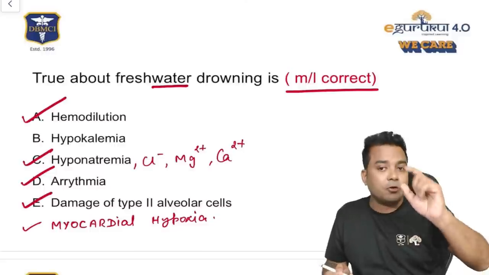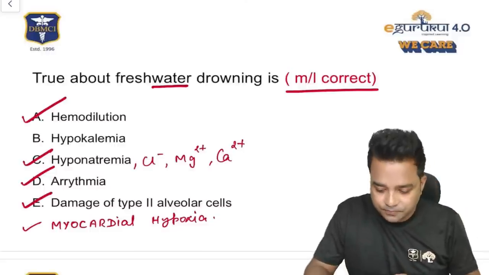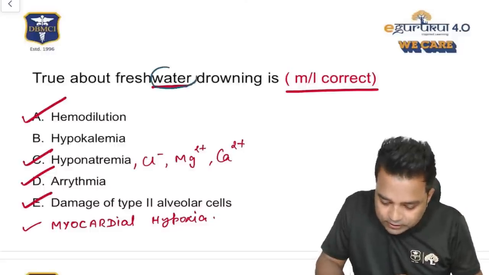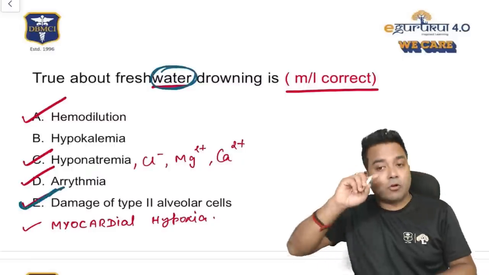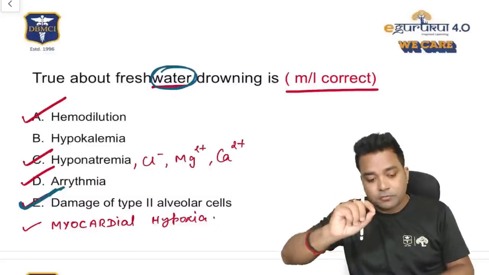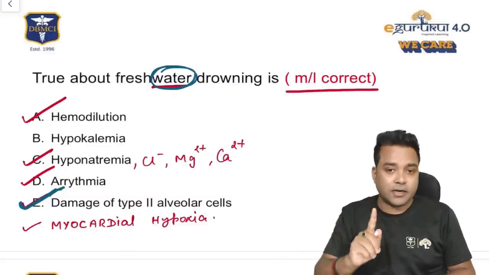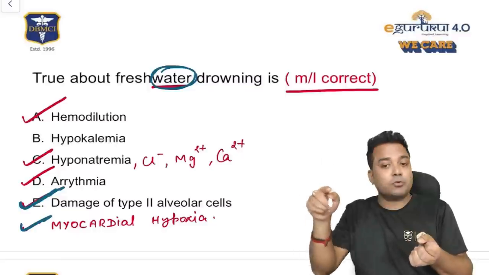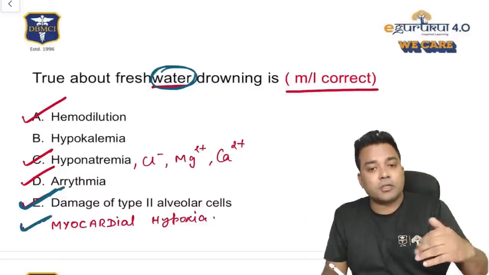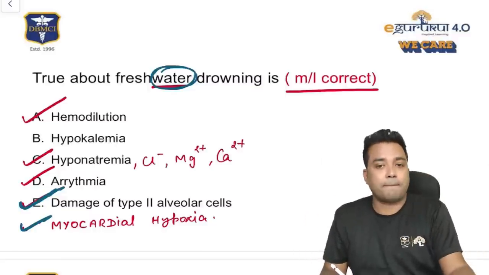So, what is common due to water inside alveolus? Due to this water inside alveolus, there will be damage of type 2 alveolar cells, or I can create an option that damage of surfactant production. That is a correct option. Then this is also correct: the blood which will be coming to the heart will be devoid of oxygen. It will lead to myocardial hypoxia.